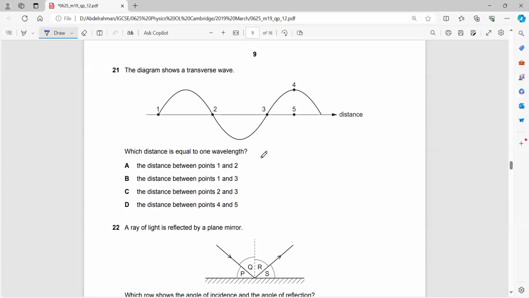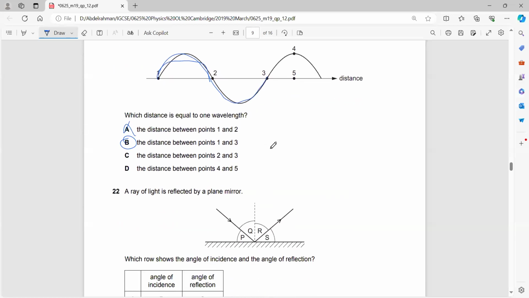Question 21 again. We need one wavelength. Very easy. What is one wavelength? Can it be from 1 to 2? No. It has to be from 1 to 3. Yes, excellent.